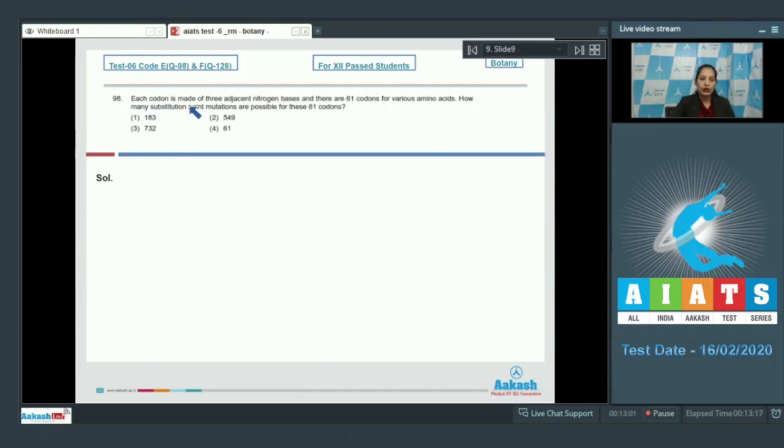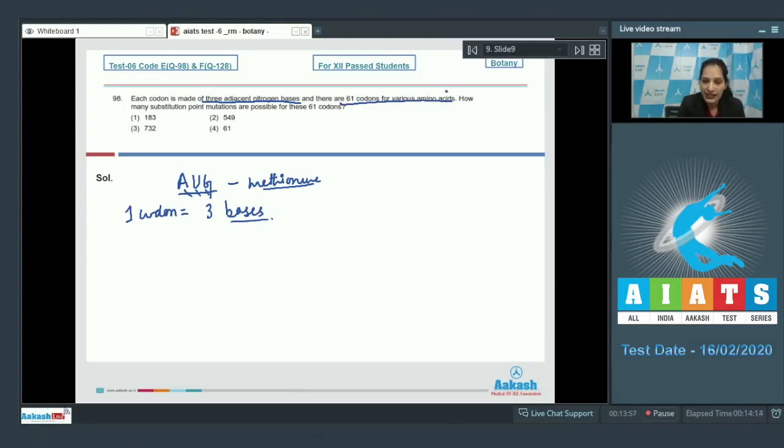Question number 98. Each codon is made of 3 adjacent nitrogen bases and there are 61 codons for various amino acids. How many substitution point mutations are possible for these 61 codons? This is an interesting question where you have to just calculate. It is said that each codon is made up of 3 adjacent nitrogen bases. For example, AUG is a codon which codes for methionine. This one codon has 1, 2, 3 bases. Correct? Likewise, there are 61 codons for various amino acids, so the total number of codons in a cell are 61.